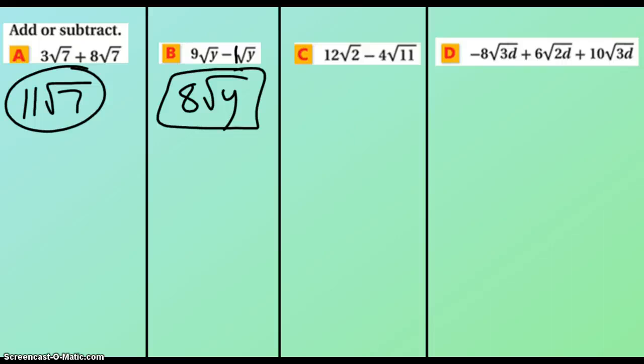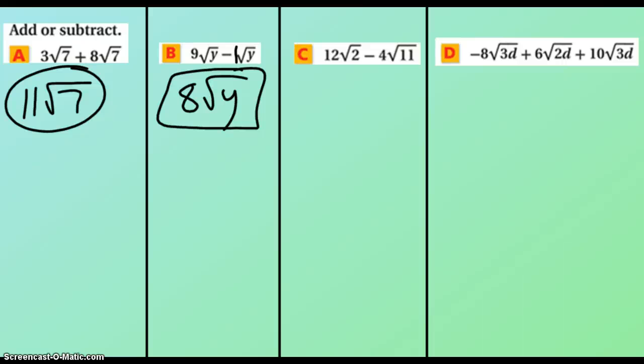So pretty basic. For letter C, 12 square root of 2 minus 4 square root of 11, I can't do anything with that because those are not like radicals. I could get decimal answers for sure, as we could with all of these except for B and D. But we could get decimal answers for these two. We're working just through the simplification process.